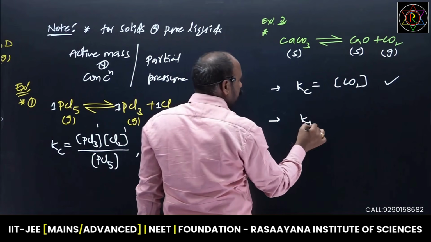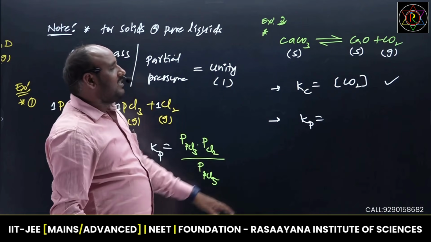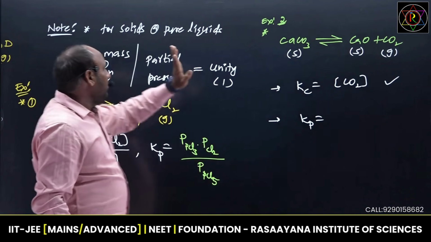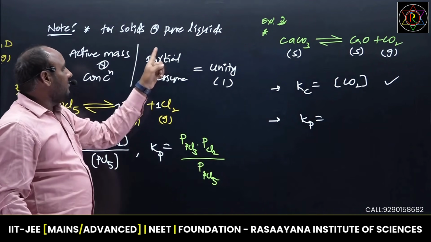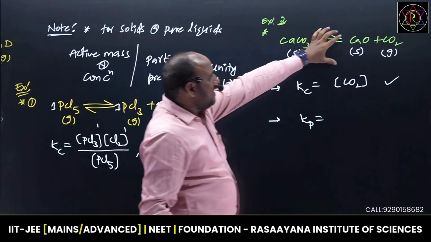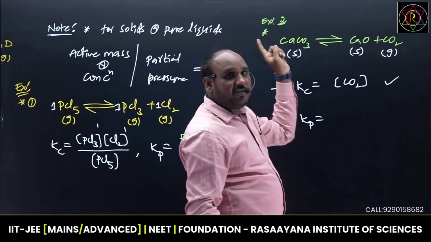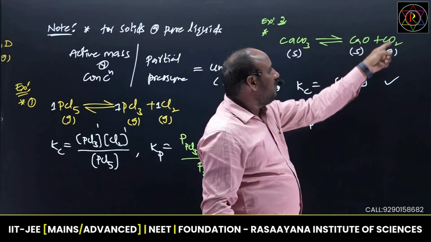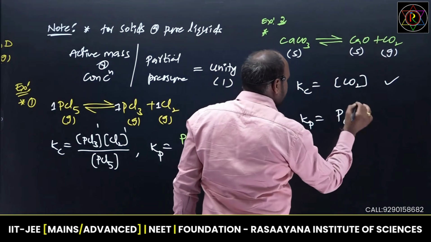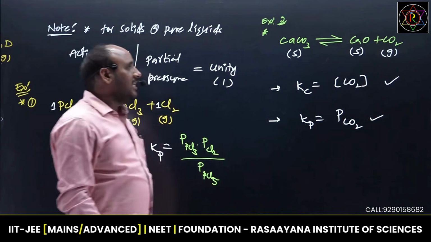In the case of Kp, we have to utilize the partial pressures. The pressures are applicable for gases only; for solids and pure liquids, the partial pressures will be considered as unity. Therefore, this is a solid whose partial pressure will be 1, and this is a solid whose partial pressure will be 1. Therefore, we only have to consider the partial pressure of CO2. So this is the representation of Kc and Kp.